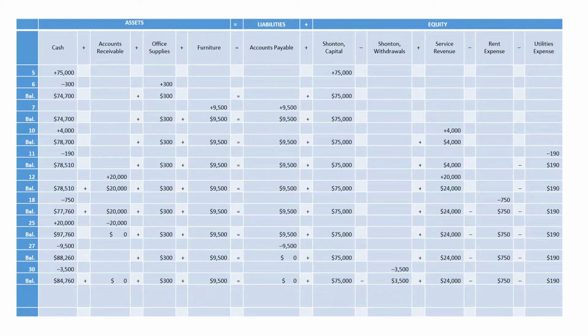Since the customer didn't pay, but they owe it, we want to increase the asset accounts receivable, because that's where we track how much customers owe us. And then update your balances.